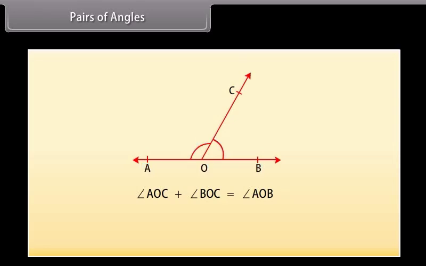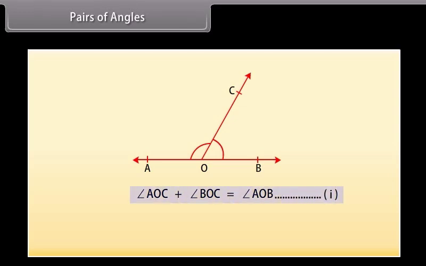Yes, because angle AOC and angle BOC are adjacent and angle AOB is the angle formed by the two non-common arms, and we have studied that when two angles are adjacent, then their sum is always equal to the angle formed by the two non-common arms.